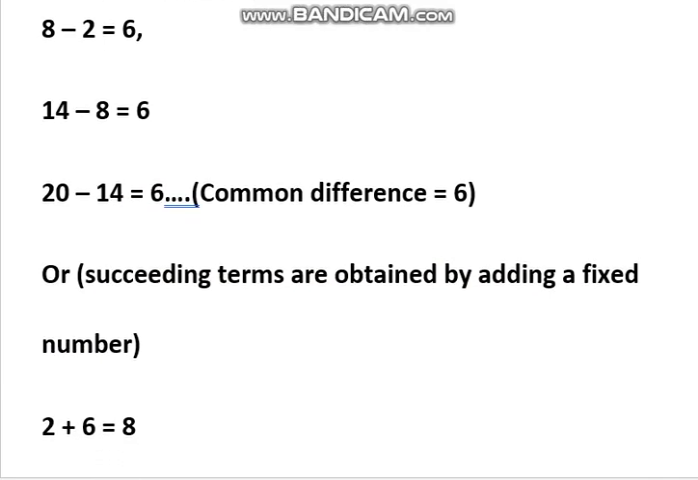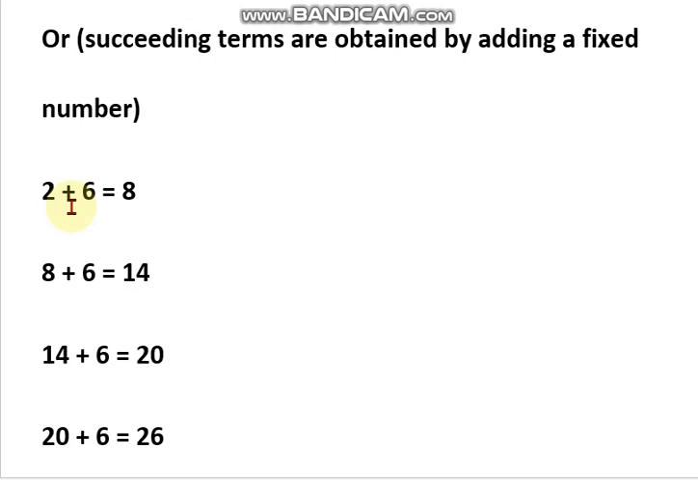Right? Why? Because see, if you add 6, 2 plus 6, you will get 8. So if you are adding 6 to the first term, you are getting the second term. Again you are adding 6 to the second term, you are getting the third term. Then you are adding 6 to the third term, you are getting the fourth term and so on. So from this example we can derive the definition of arithmetic progression.